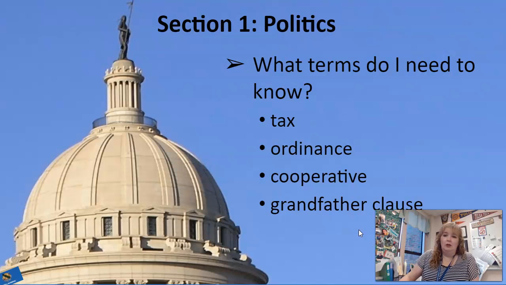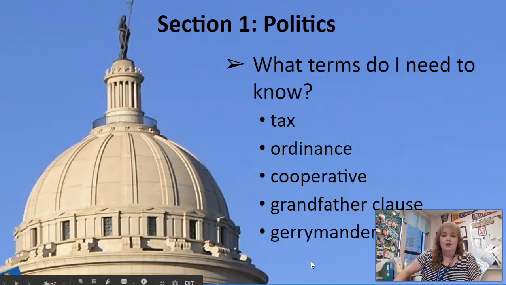Grandfather clause, we're going to talk more about next week, but basically it's that if your grandfather, if your family member could not vote in 1866, then you can't qualify to vote. And so we know that most African Americans in 1866 would not have qualified to vote.